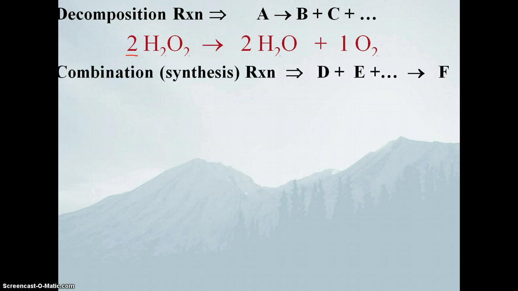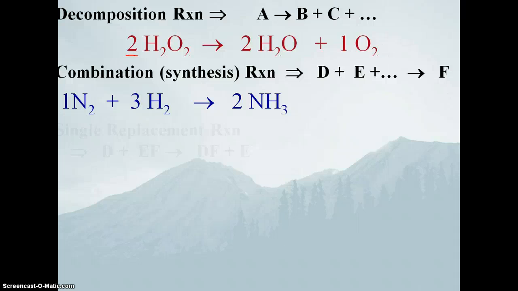A combination reaction is obviously the opposite of a decomposition reaction, where we have 2 or more species coming together to form one product. So there's our ammonia production from nitrogen gas and hydrogen gas, 2 species reacting to form one specific compound as a product.